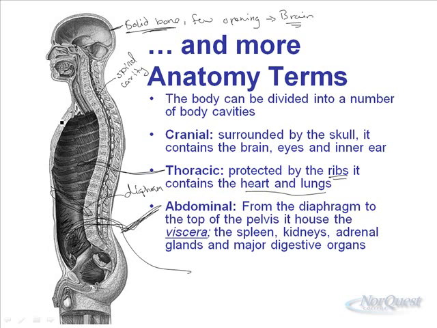So those are three cavities in your body. If we were to label this picture, this would be a mid-sagittal section of the body. Or a mid-sagittal section of our cavities, the major cavities inside of our body that house our organs.